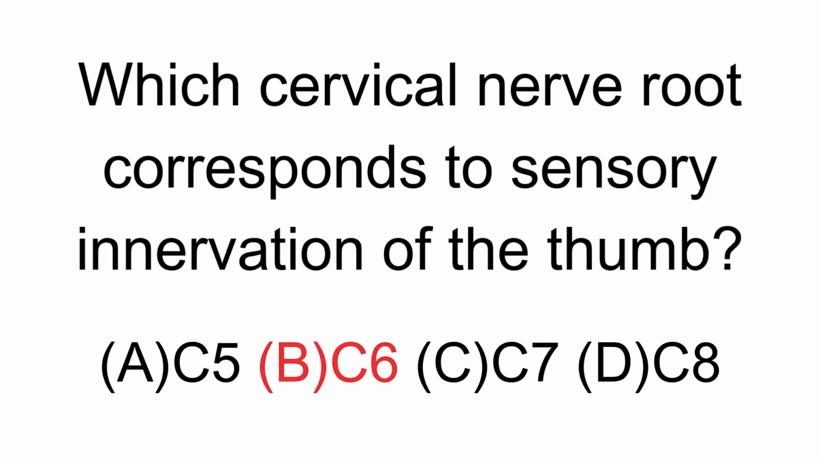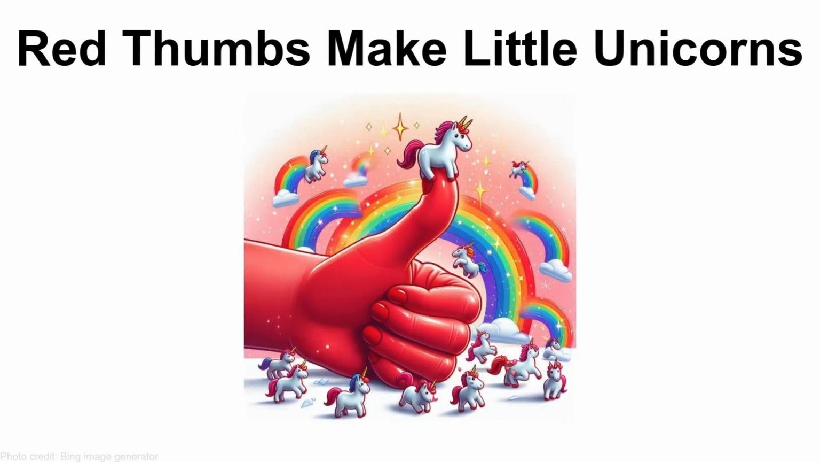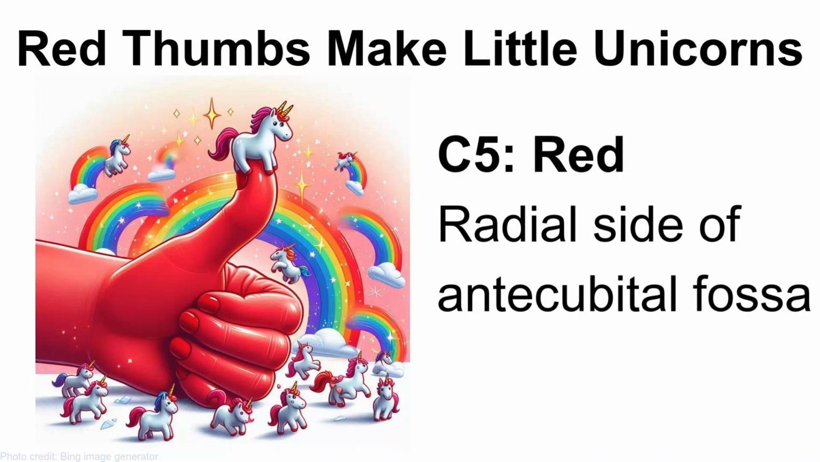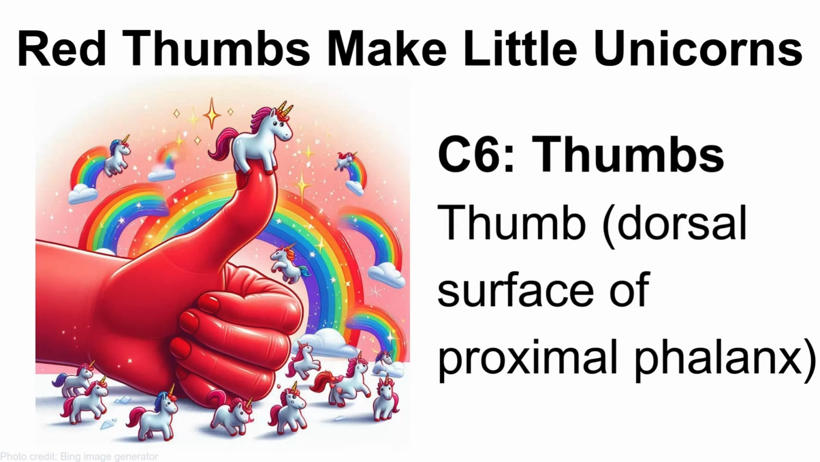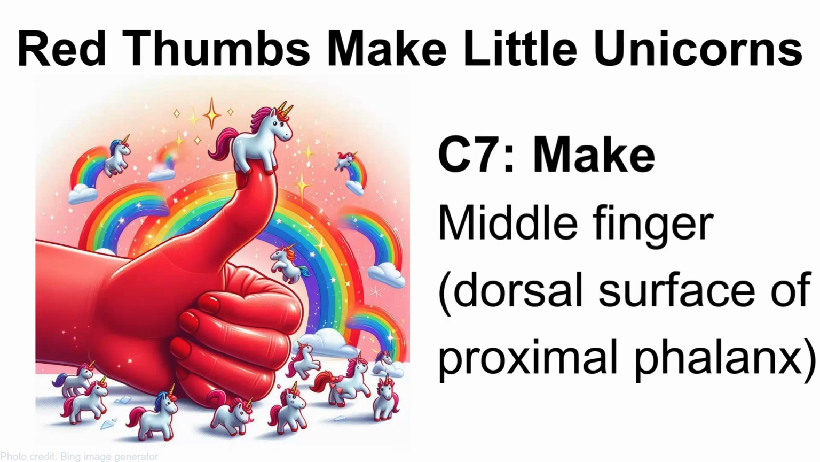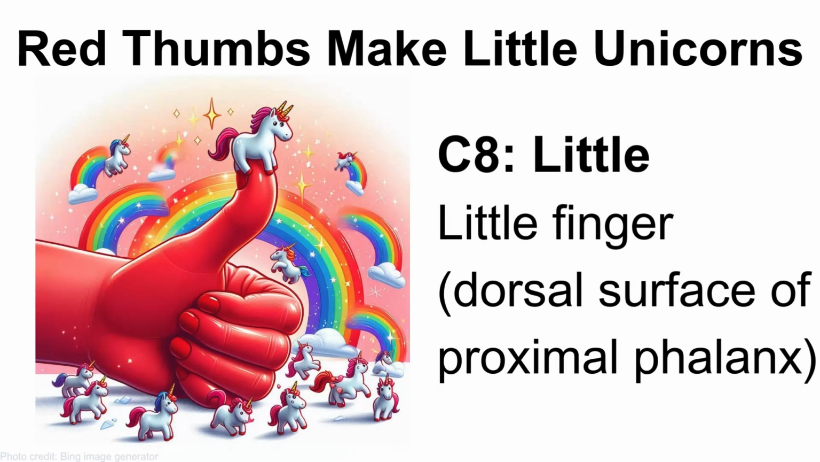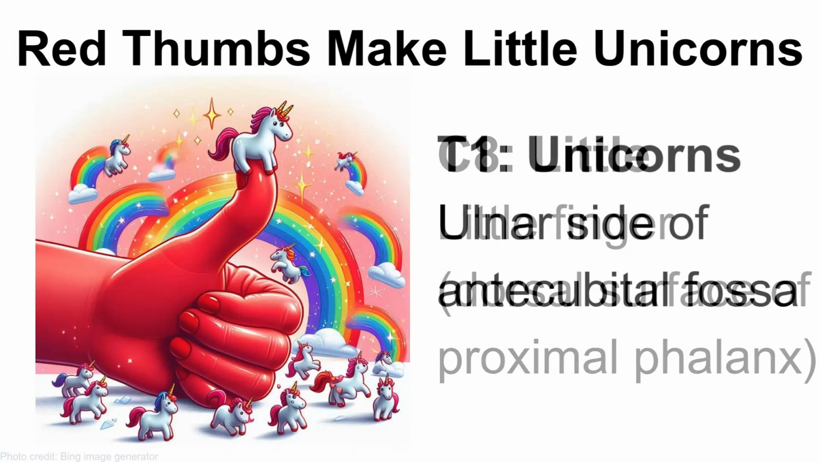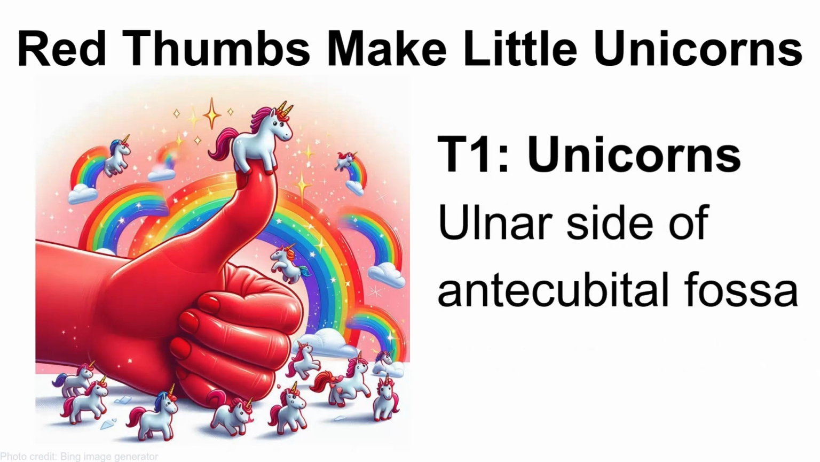Here's my mnemonic for the sensory points of C5 through T1. Red thumbs make little unicorns. C5, red. This refers to the radial side of the antecubital fossa. C6, thumbs. This corresponds to the thumb, specifically the dorsal surface of the proximal phalanx. C7, make. This represents the middle finger, also the dorsal surface of the proximal phalanx. C8, little. This indicates the little finger, again, the dorsal surface of the proximal phalanx. T1, unicorns. This points to the ulnar side of the antecubital fossa.